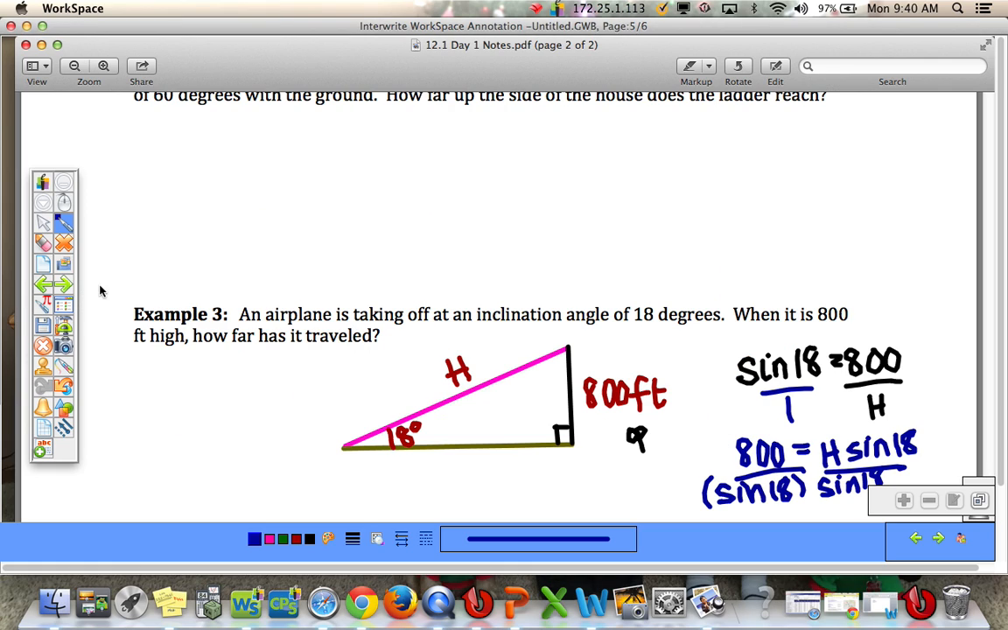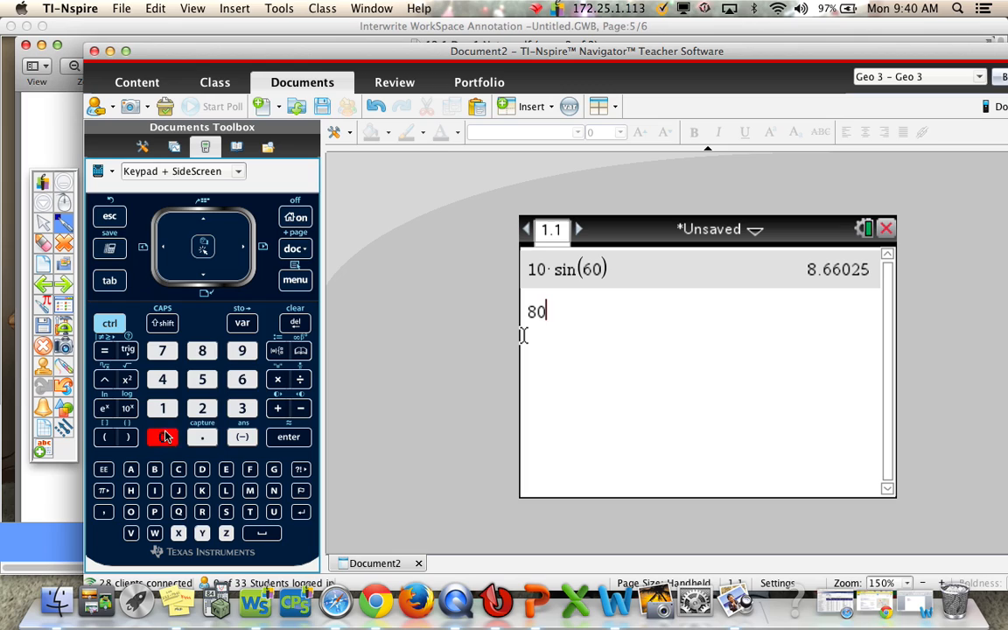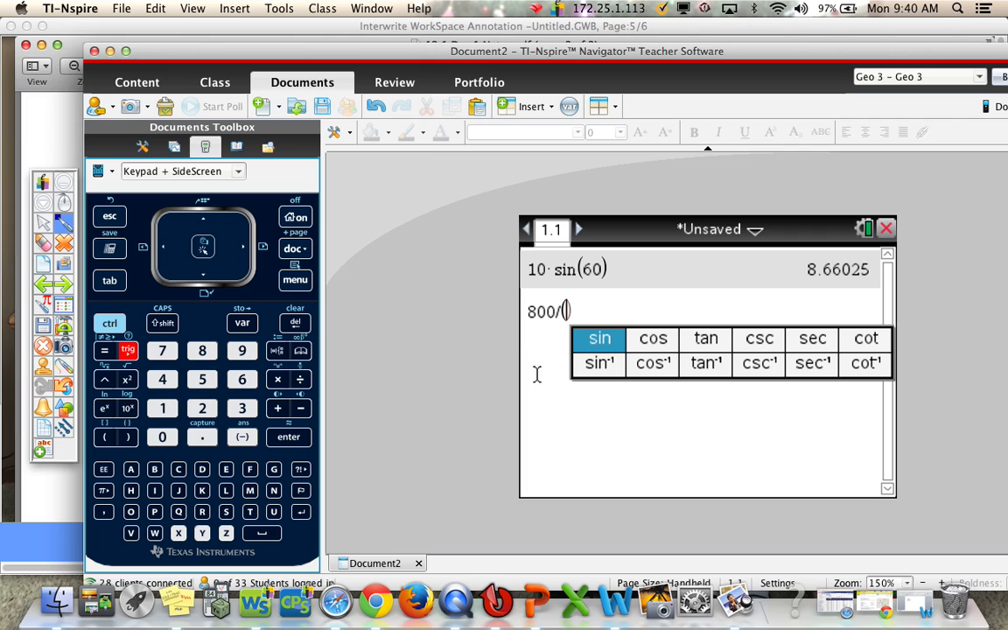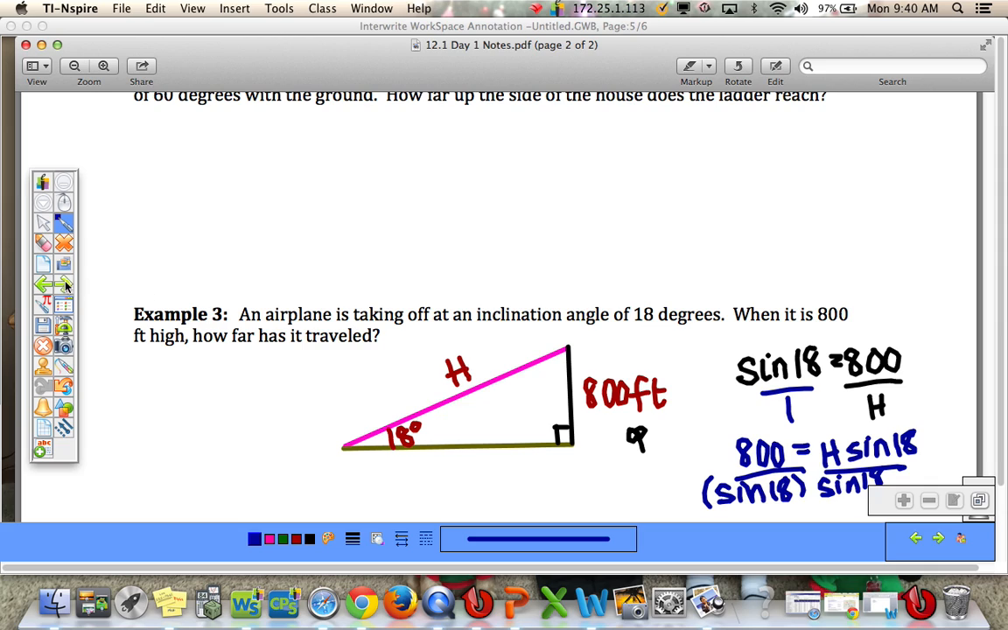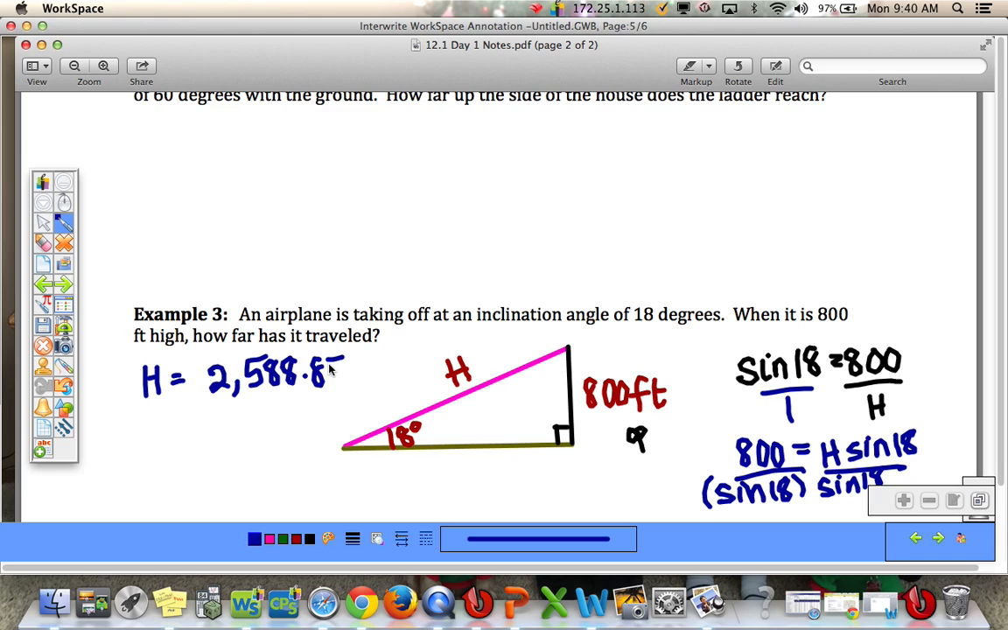And our last example here, when we cross multiply, we want to type in 800 divided by sine of 18. So we'll do 800 divided by, I would use parentheses, sine of 18. Okay, so the airplane, 2,588.85 feet. Let's type that in. How far, not height, it should be the hypotenuse, how far has it traveled? 2,588.85 feet. All right, so there's just a quick review of how to use a trig ratio to solve for sides. In the next section, we'll look at how you solve for angles.